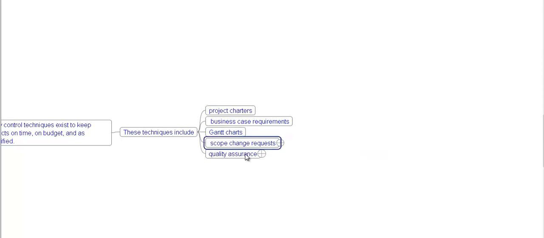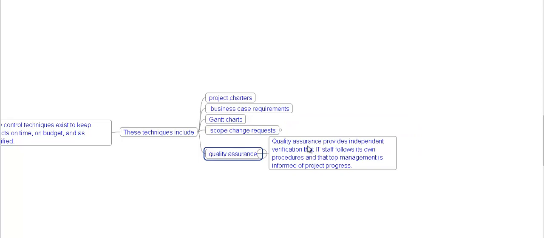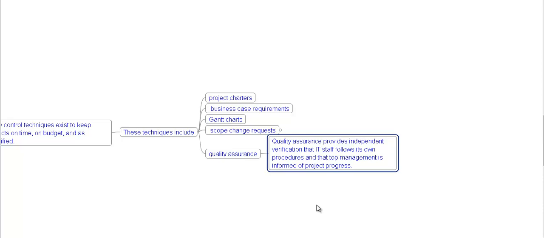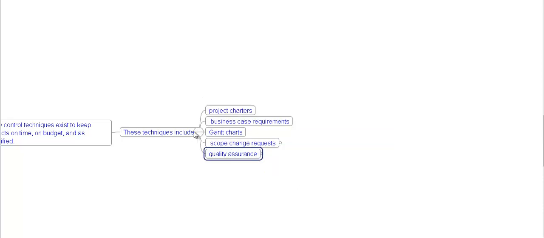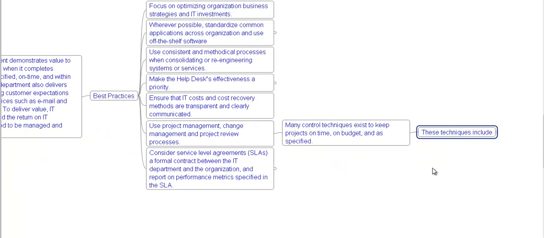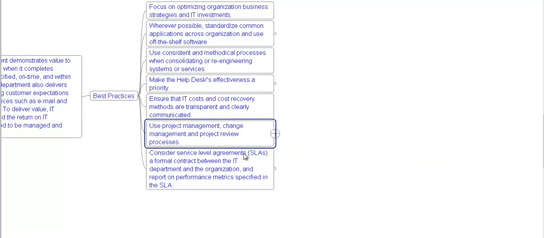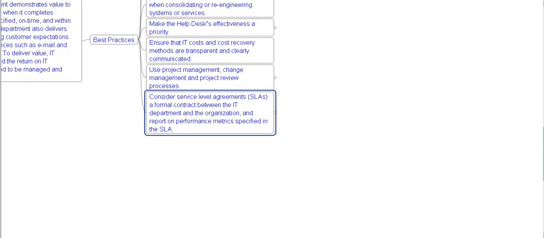Quality assurance. Quality assurance provides independent verification that IT staff follows its procedure and that top management is informed of project progress. Consider service level agreement SLA, a formal contract between the IT department and the organization and report on performance metrics specified in the SLA.